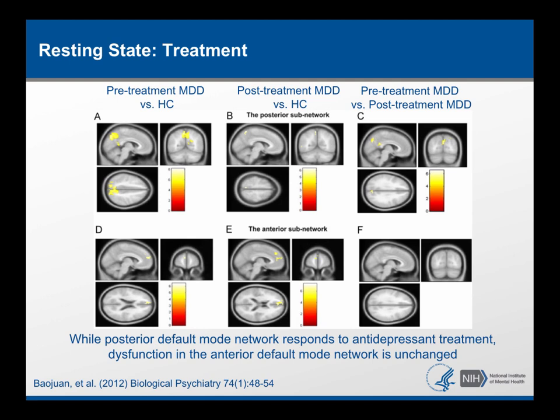There have also been resting state studies in treatment of depression. This was a study looking at the posterior and anterior subnetworks of the default mode, and they found that the connectivity in the posterior subnetwork of the default mode responds quite well to treatment, where you see a change in the connectivity such that post-treatment the depressed subjects and the healthy subjects are quite similar, whereas in the anterior subnetwork, treatment doesn't really seem to have much effect.